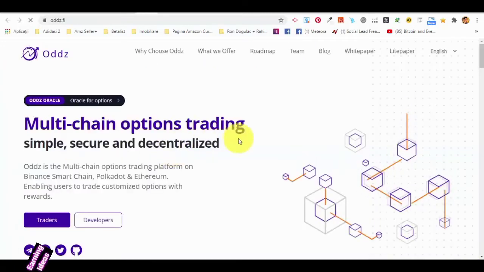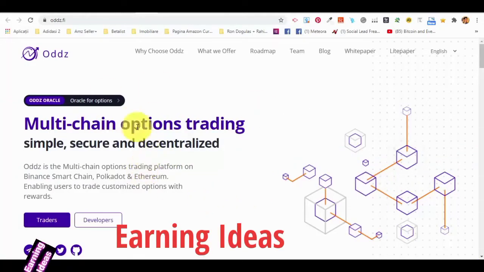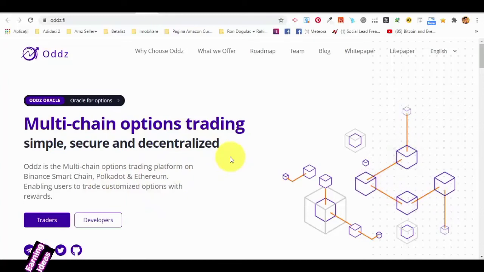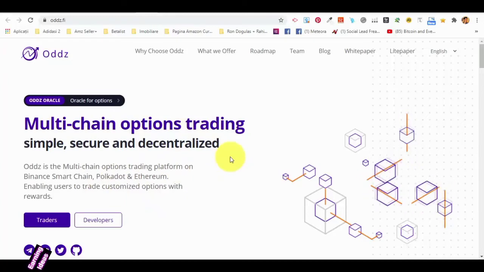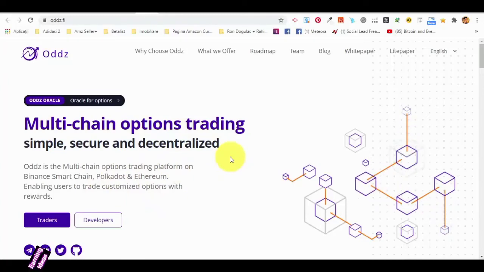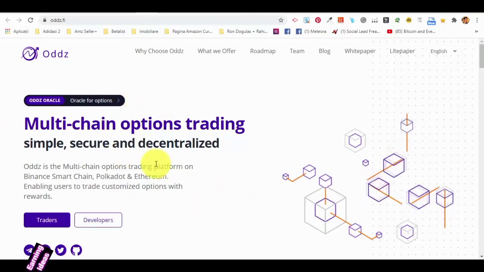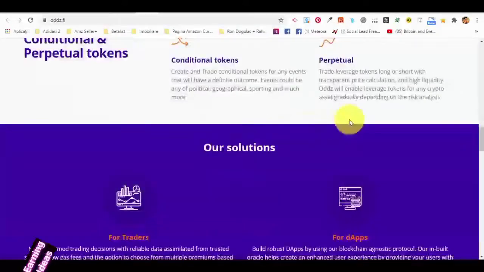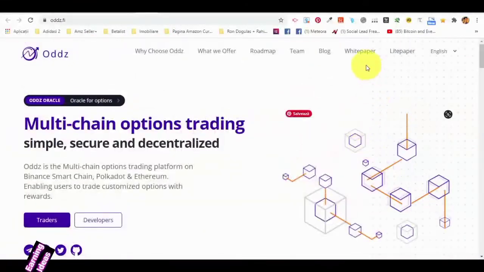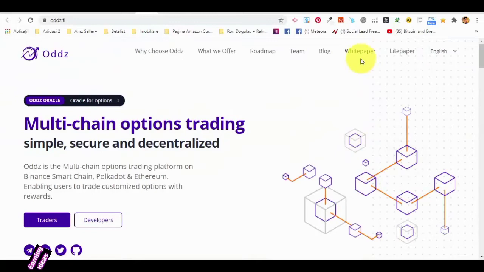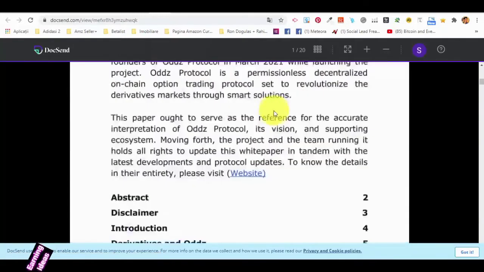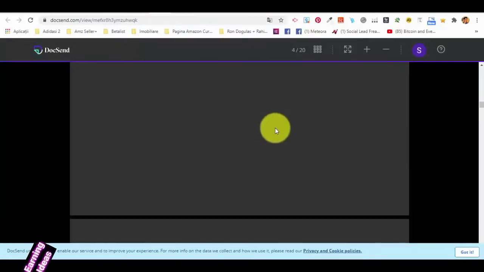odds.fi for this one. You click on the website, you'll be redirected. Multi-chain options trading. Okay, simple, secure, and decentralized. So this is basically multi-chain options trading, and that's what they are launching. This is the project. Here you have different information about the project. And the cool part is that you have this white paper. You can click on the white paper link and check more about the ICO.